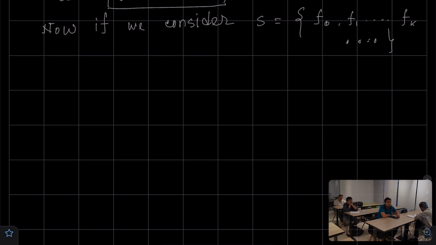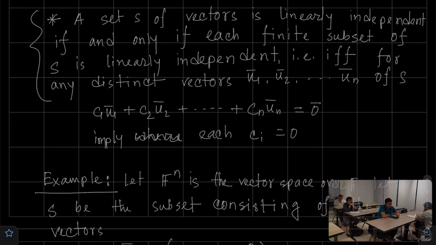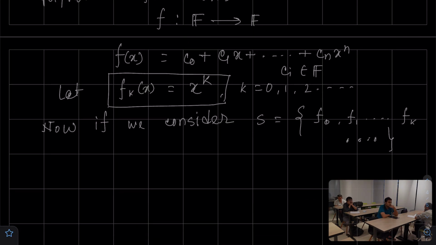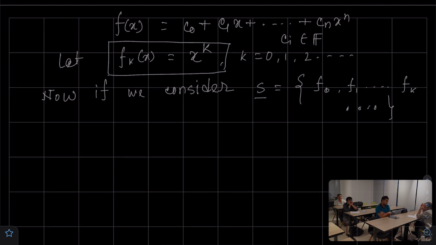So let us consider. If I use that theorem, it says that a set S of vectors is linearly independent if and only if each finite subset of S is linearly independent. So I'm considering this infinite set. If I can show that a finite subset of this set is linearly independent, then the whole set is independent, right?